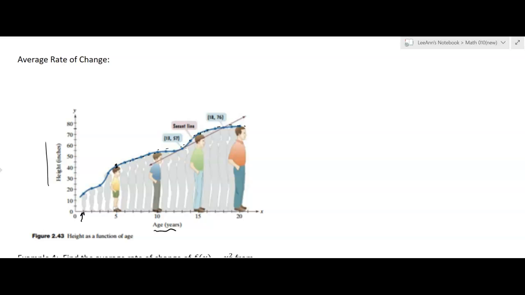So this blue line here is a function, it passes the vertical line test, but it's not linear. What they did in the picture is they identified a point here. They're saying the average height of a 13-year-old boy is 57 inches. And then they also have a point here that at the age of 18, the average height is 76 inches. So those are 2 points that they've identified on the function.